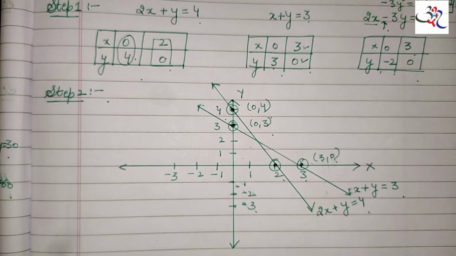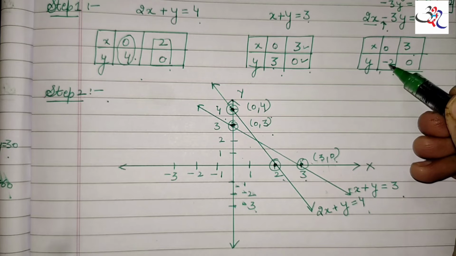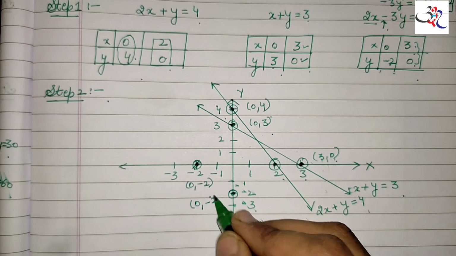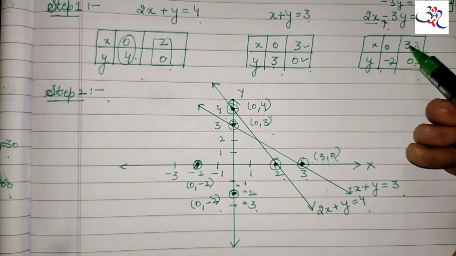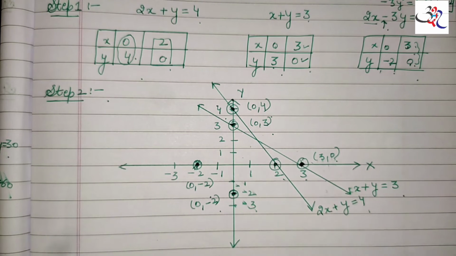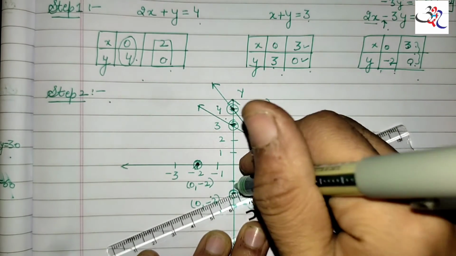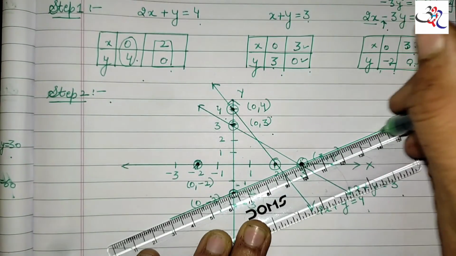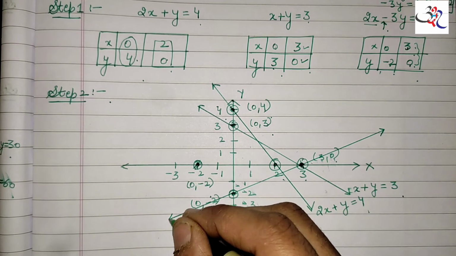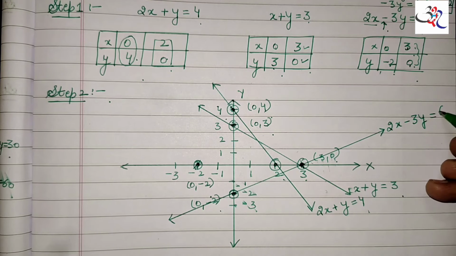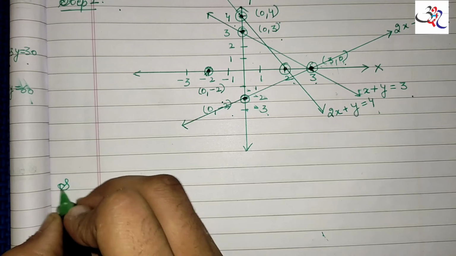And for the third line, what it is? So this will be my first point, 0 comma minus 2, and second point is 3 comma 0. So this will be my second point. So now join these 2 points also. So you will get the equation for the third line, which is what? Which is 2x minus 3y is equal to 6.